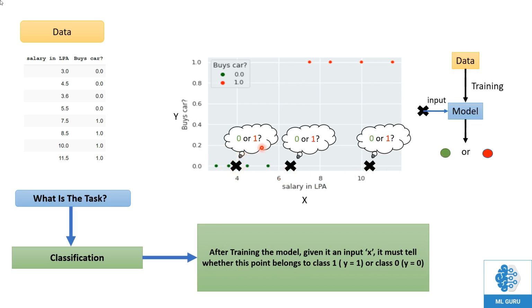So you have your data, you train your model on this data, and after training your model, when you pass any test input, this input corresponds to the salary in LPA, then this model must give its output or prediction whether this particular input belongs to class 0 or class 1.